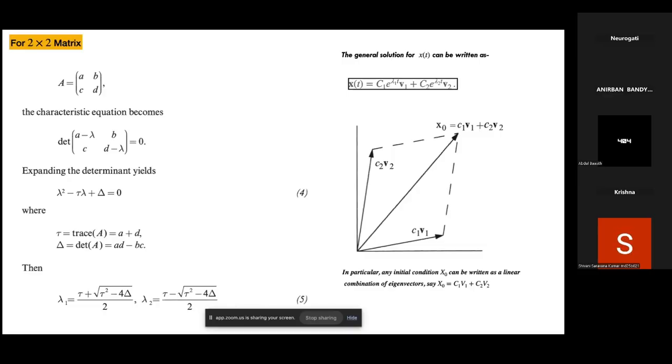As I talked about earlier, the general solution of x(t) will look like this: bold x(t) will be c1 e to the power lambda 1 t v1 plus c2 e to the power lambda 2 t v2. At the initial condition, when t is equal to 0, it will be nothing but the linear combination of these eigenvectors: c1 v1 plus c2 v2.